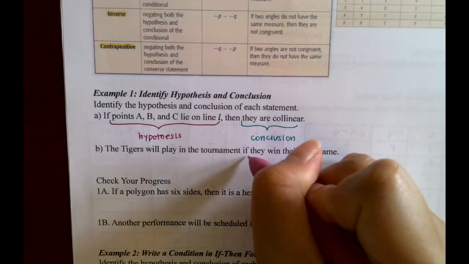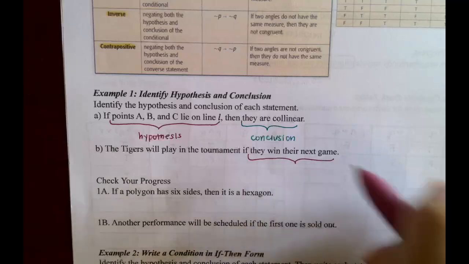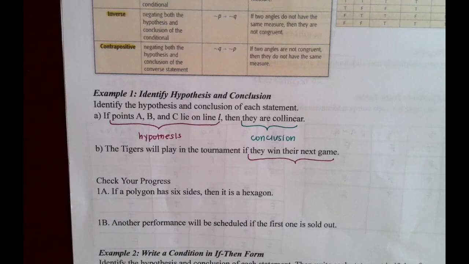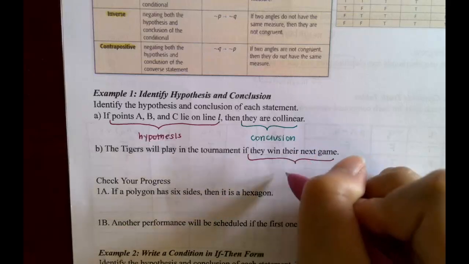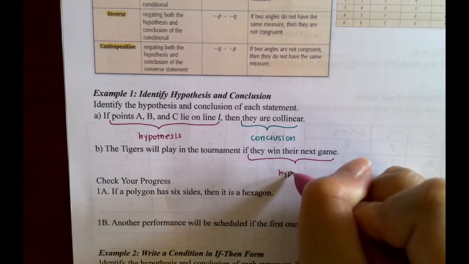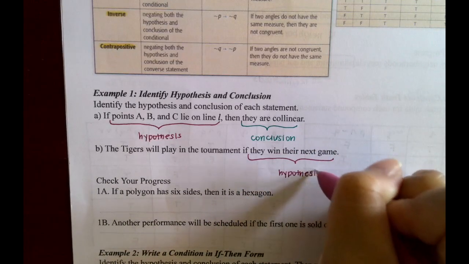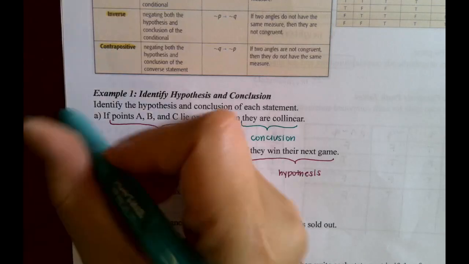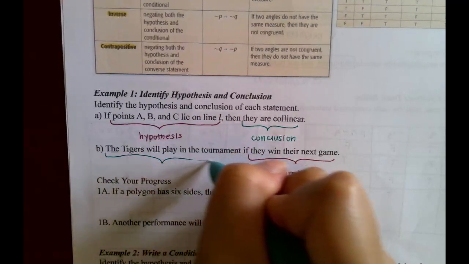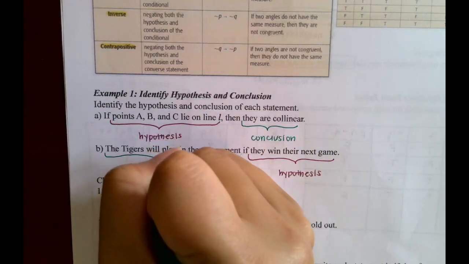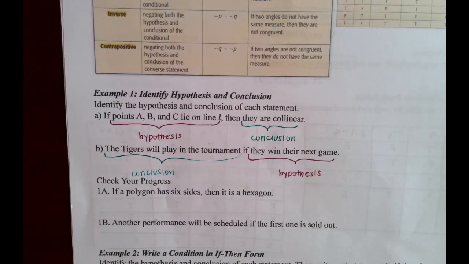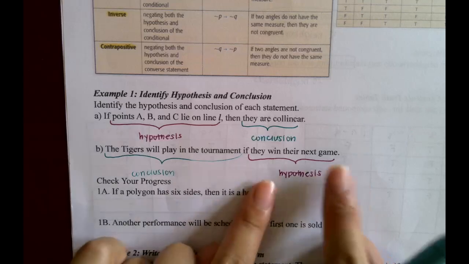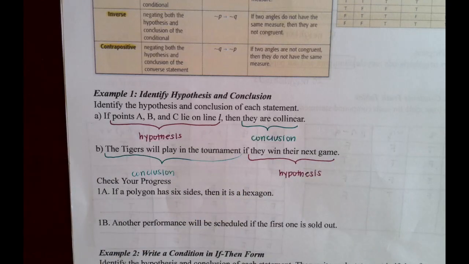Okay. So this time the hypothesis is towards the end. However, the hypothesis follows the if. So the hypothesis is if they win their next game. What would be the result or the conclusion? The conclusion is then the Tigers will play in the tournament. So you can't go just by the order of it. The if is the hypothesis, and then what results is the conclusion.